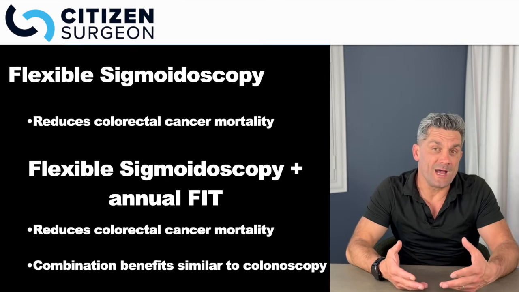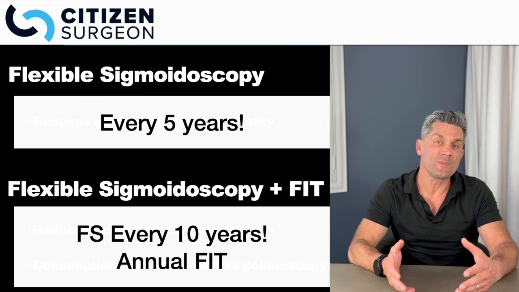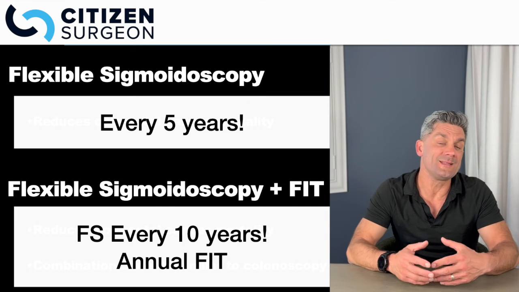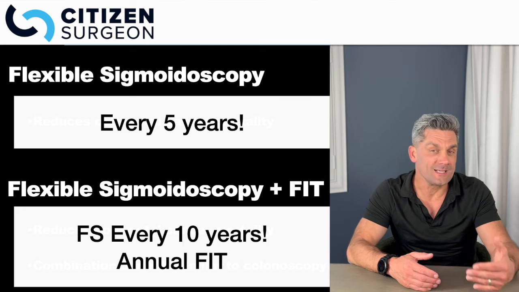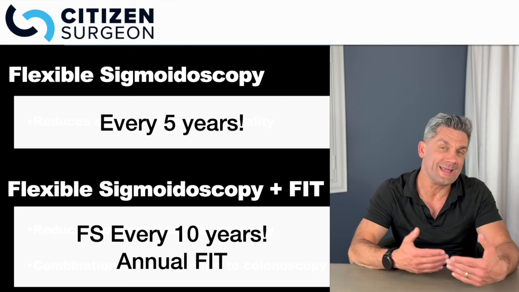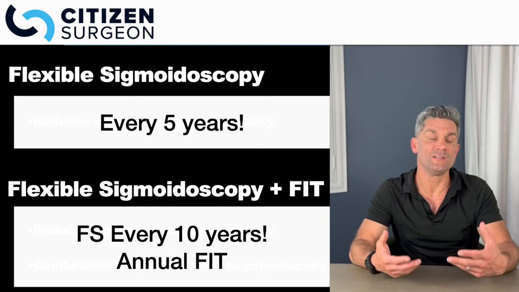So flexible sigmoidoscopy on its own as a screening method every 5 years, or if it's combined with a fit, then it can be done every 10 years with an annual fit test. Now, flexible sigmoidoscopy misses those right-sided cancers, so combining it with a fit test does improve detection.